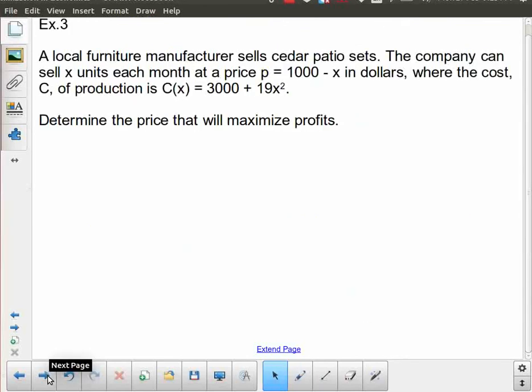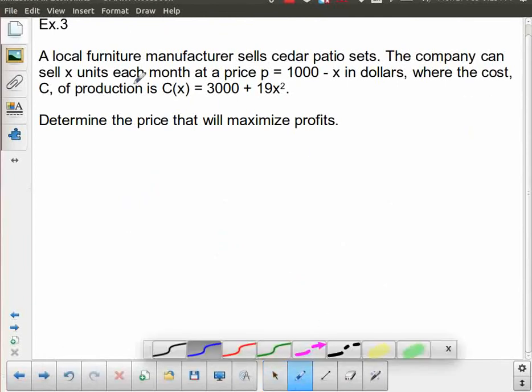So we have a local furniture manufacturer who is selling cedar patio sets. The company can sell x units each month at a price of 1,000 minus x. So that's the first thing we have to look at. Notice this is lowercase p.